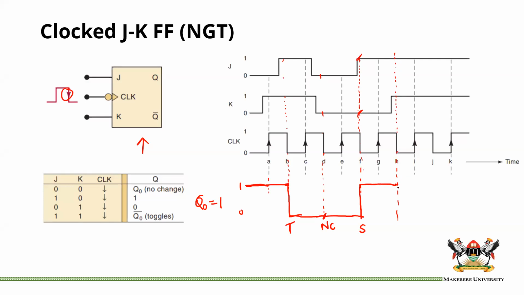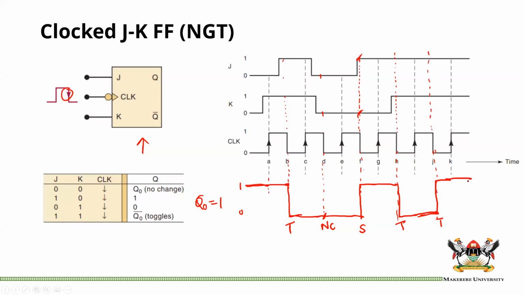I toggle until the next NGT. And this NGT, at this point, again, I have a 1 and a 1, and I toggle again.